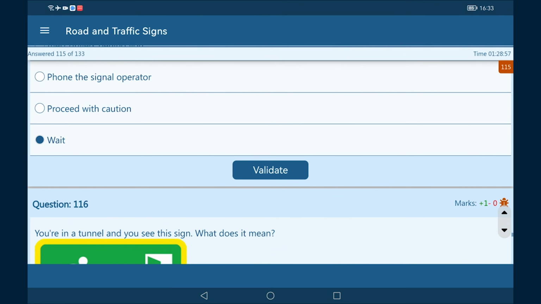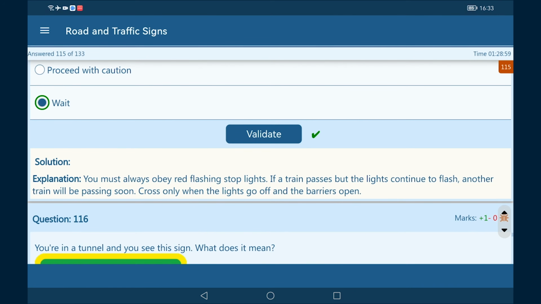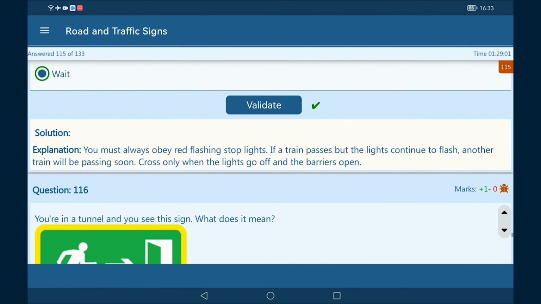Explanation. You must always obey red flashing stoplights. If a train passes but the lights continue to flash, another train will be passing soon. Cross only when the lights go off and the barriers open.